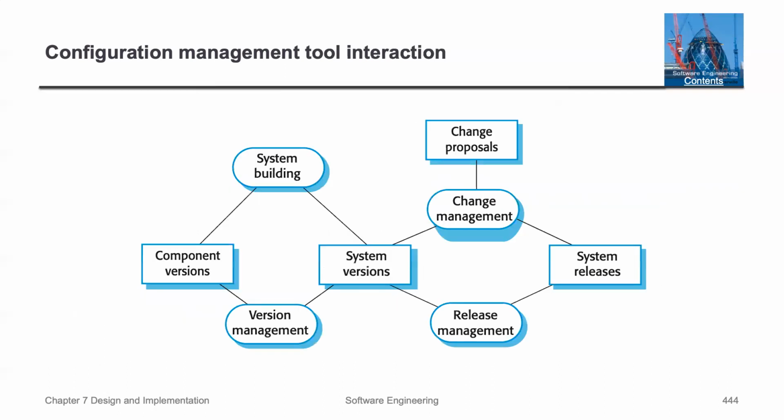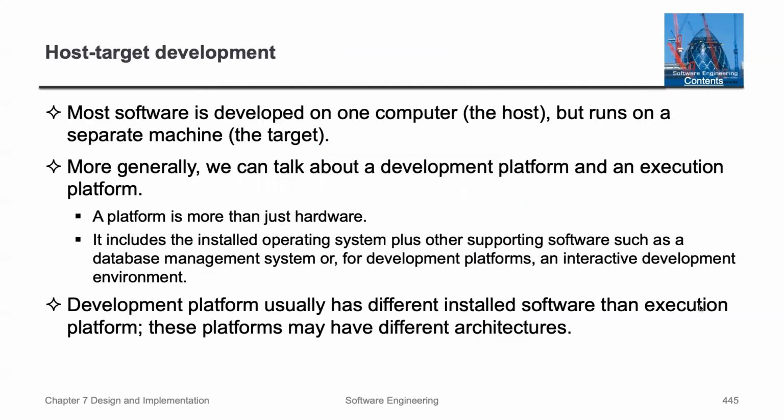So here's a configuration management tool interaction. You have the component versions, the system version, and the system releases. For going from components to a version, you need to be considering the system build and the version management. And as you start to come up with system releases, you have to be thinking, what change proposals are going to be put into this release? What is the tempo of your release management? And then you finally have system releases on a periodic basis.